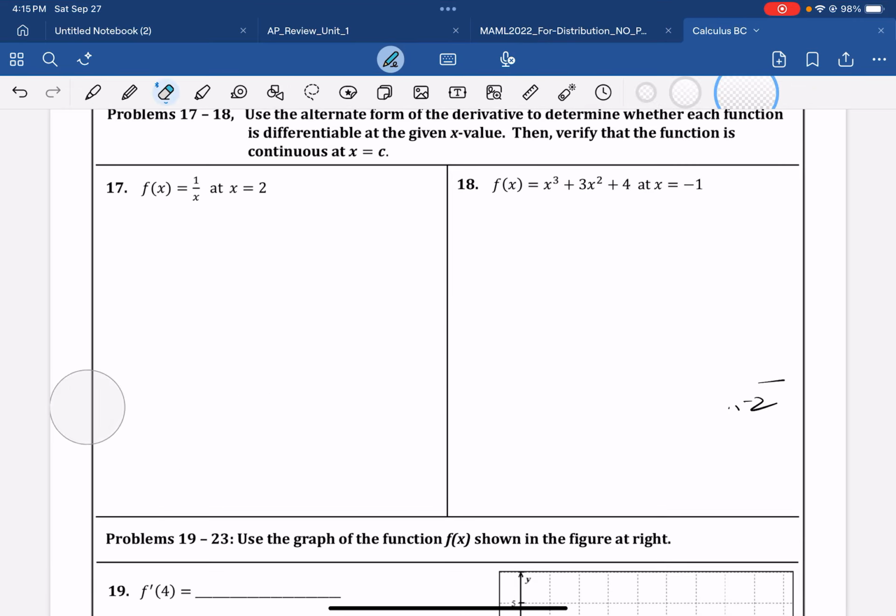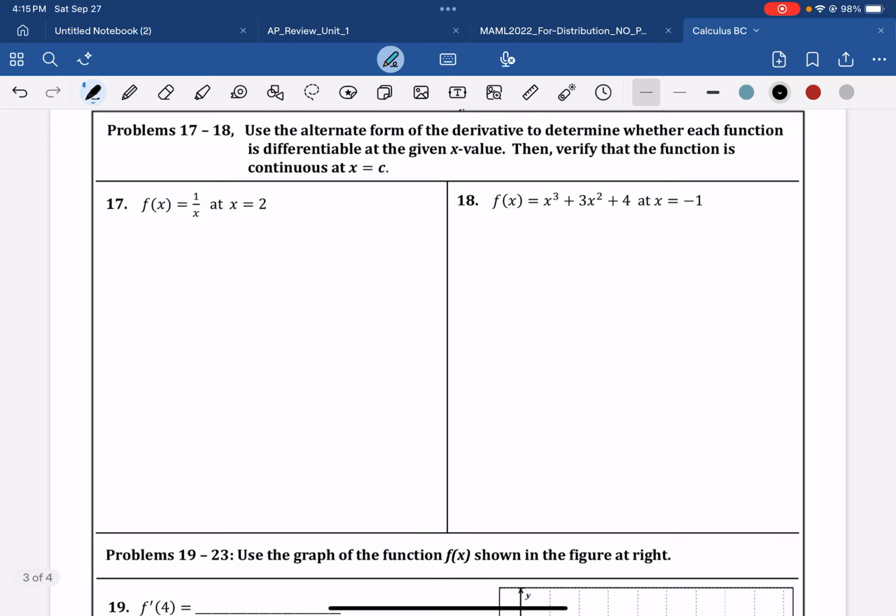Alright guys, as I said at the end of the previous video, today we're gonna do something about the derivative. So let's see the problem. Problems 17 to 18: use the alternate form of the derivative to determine whether each function is differentiable at a given x value. Verify that the function is continuous at x equals c.